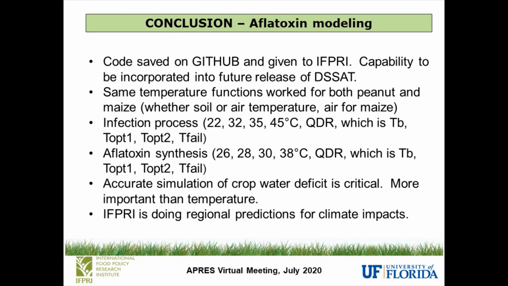Aflatoxin has a very sharp function. It starts at 26 degrees Celsius and increases to a maximum between 28 and 30. I should point out that the soil temperatures simulated by the model for Sadore, Mali, hot dry season, range from 26 to 36 degrees Celsius. So it's right in this range. What we learned is that accurate simulation of crop water deficit is important, and it is more important than actually temperature. APRES is doing regional predictions with this same model.